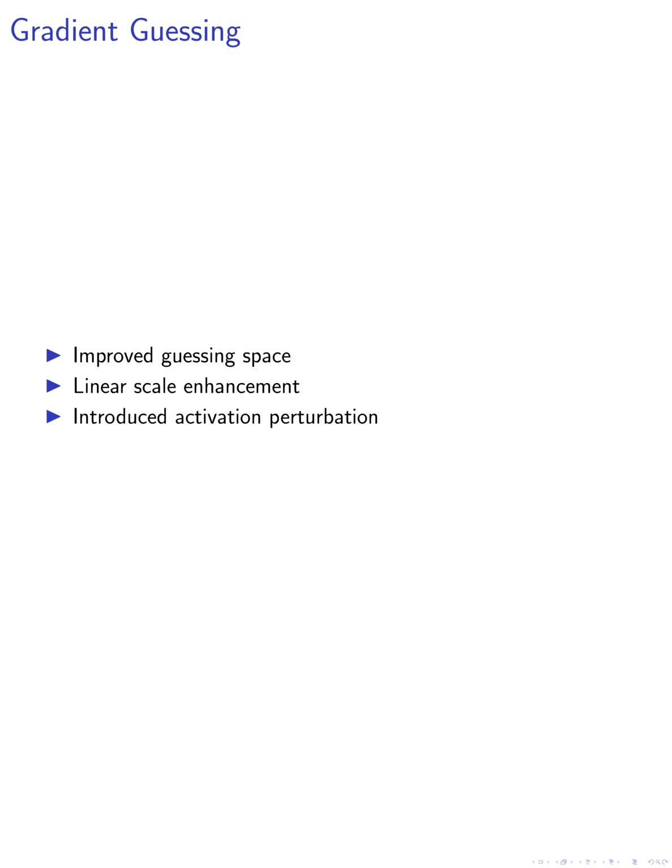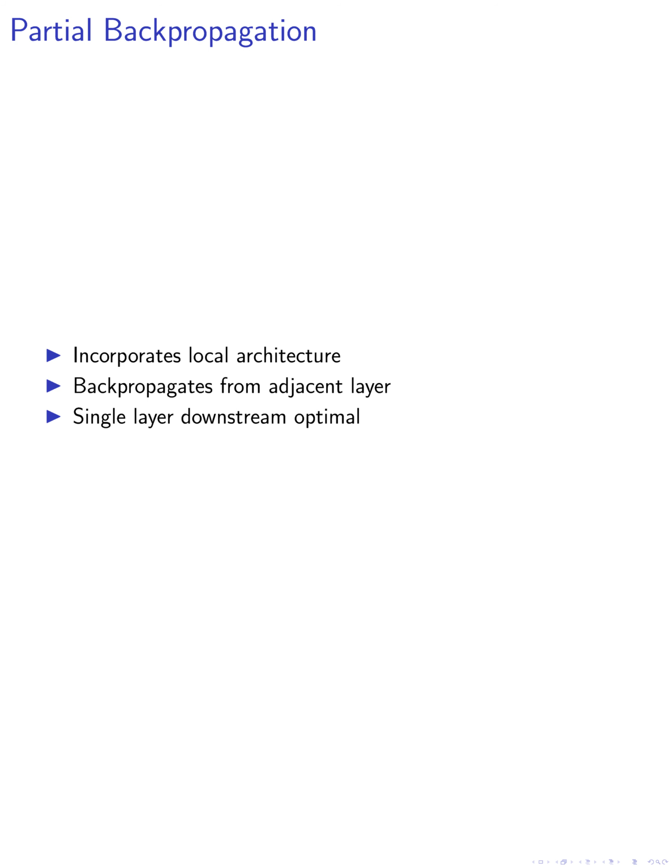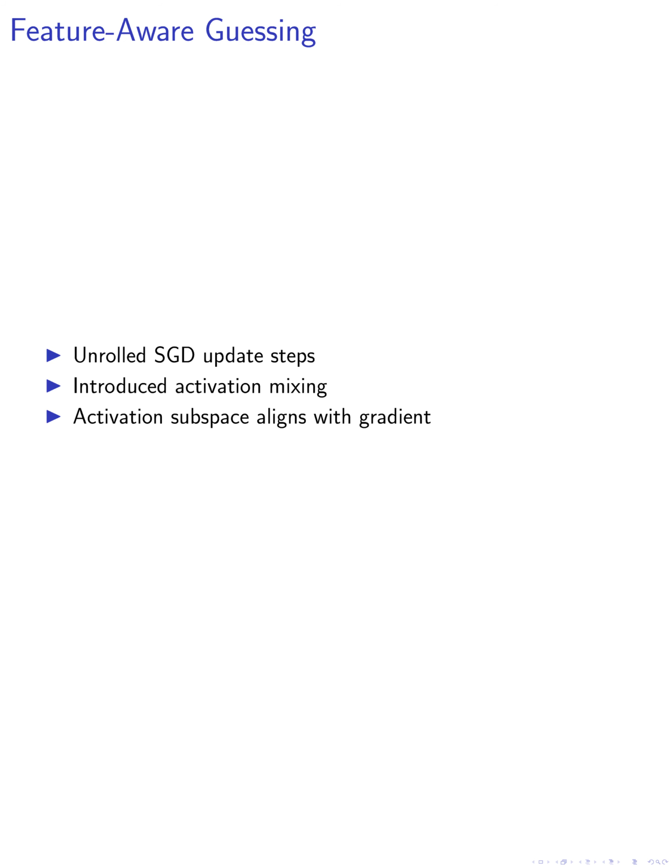in the field. Our research also explores partial backpropagation, a method that incorporates local architecture information into gradient guessing. This technique backpropagates a guess from the layer adjacent to the current layer. Interestingly, we found that using a single layer downstream provides the best results, a finding that could have significant implications for future research. We also investigated feature-aware gradient guessing.